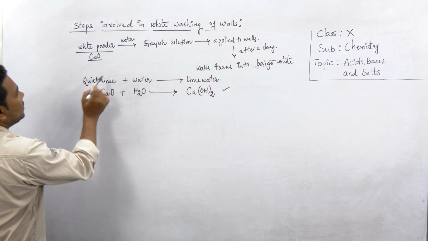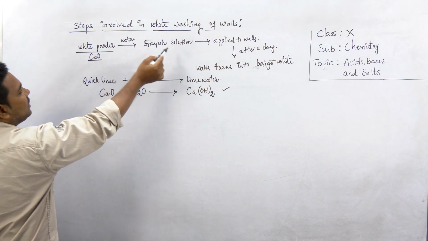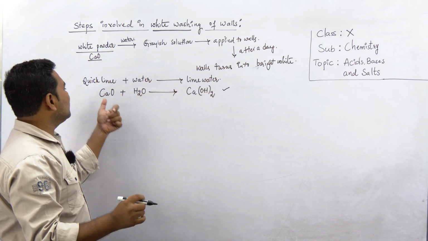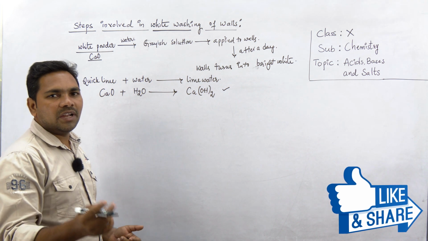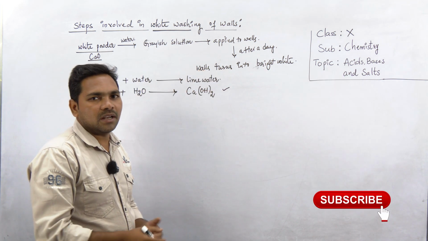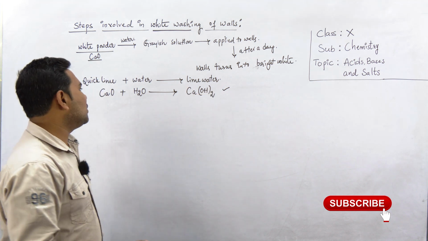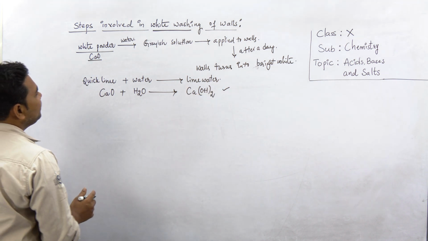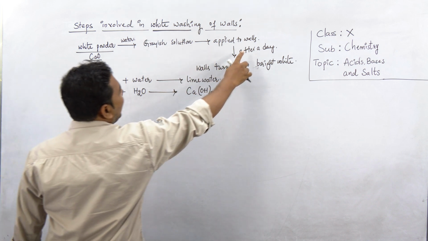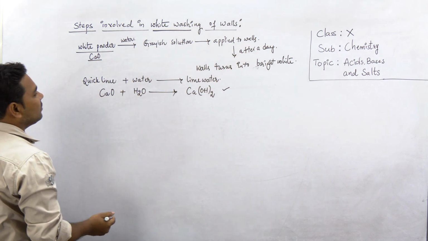So what is the first step? Dissolving the white powder in water to get a gray solution. If you add a small amount of calcium oxide to water, we get a colorless solution, but generally we add it in bulk in regular practice so that it turns grayish. That is calcium hydroxide. Now what is the next step? This solution is applied to walls and after a day it turns milky white.